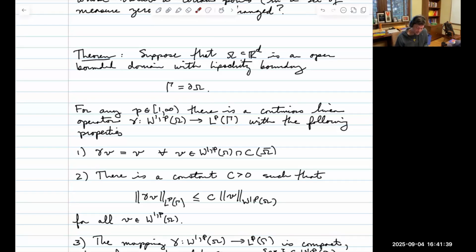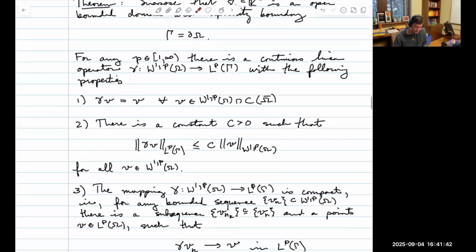Okay, now it has three properties which are very important. The first one, and this is kind of the most important, is the boundary trace is exactly equal to the value of the function if v is already continuous over the closed set omega bar. Okay, so this is a compact set, right? Because it's a bounded set. It's now known to be closed in R^d. So continuous functions over those compact sets are bounded functions, and they have well-defined values.